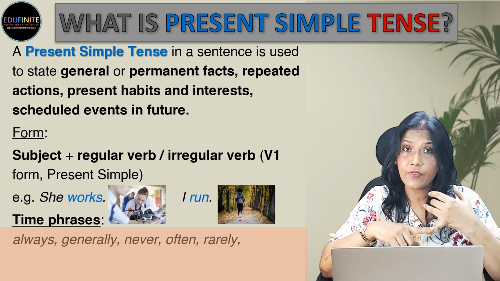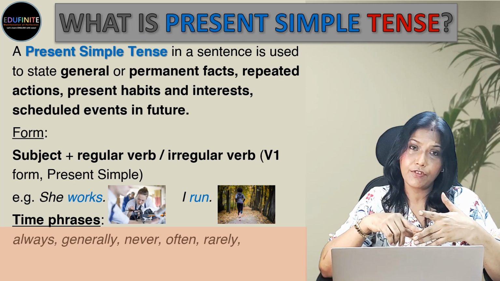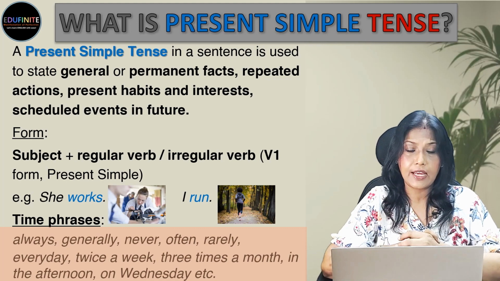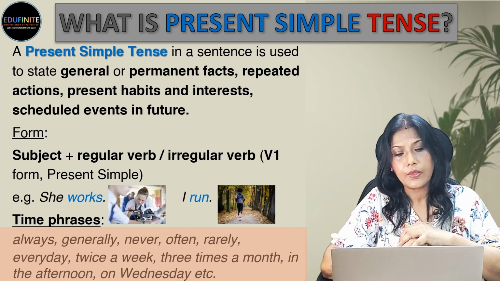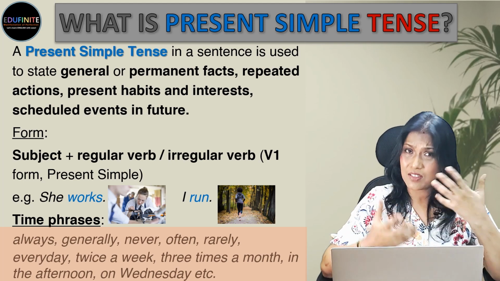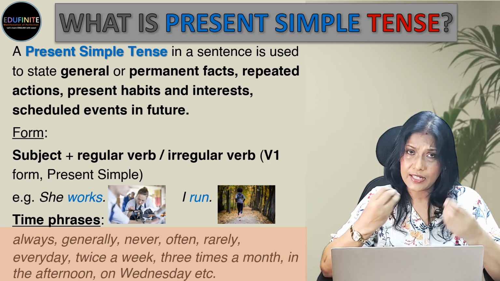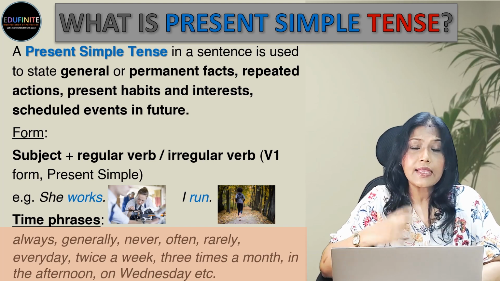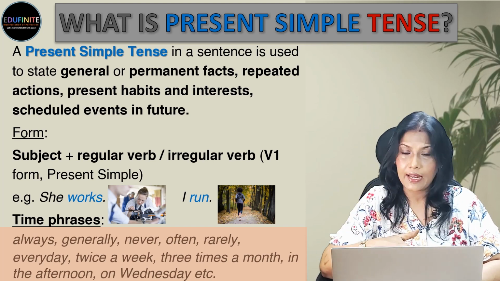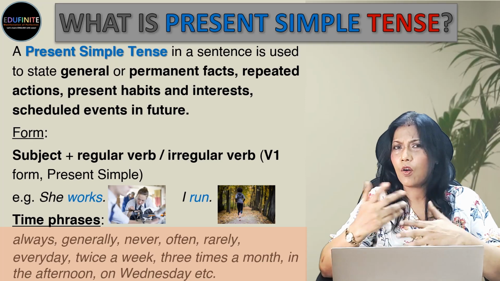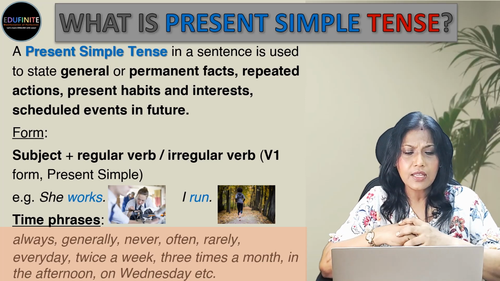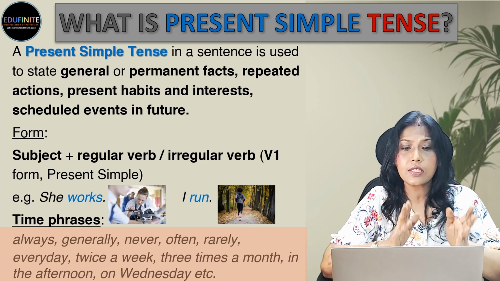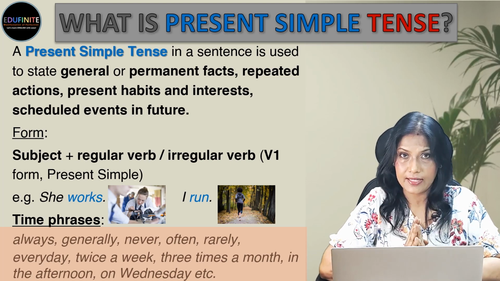It's like always, generally, never, often, rarely, then every day, twice a week, 3 times a month. So it can be once a week, twice a week, or 3 times a week, or 3 times a month, or 3 times a year, anything. In the afternoon or in the morning or at night, on Wednesday or on any other day. So these are some of the time phrases that we associate with present simple tense.